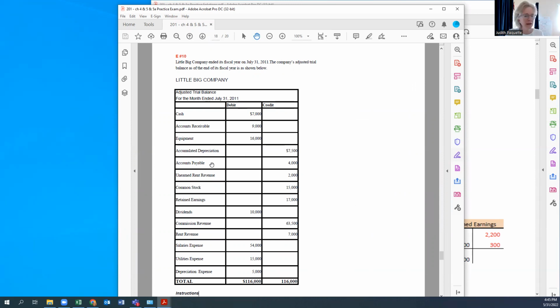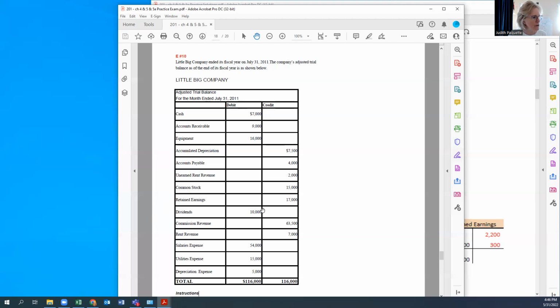Then we go to our current liabilities, accounts payable, unearned rent revenue. That's not a revenue account. That's a liability account. That's when the customer prepays us and we owe them the service or product in the future. And that adjusting journal entry that we're going to do in a few minutes, we check to make sure whether we earned any of that unearned revenue. And if so, we have to make a journal entry. And then we've got our stockholders' equity accounts.